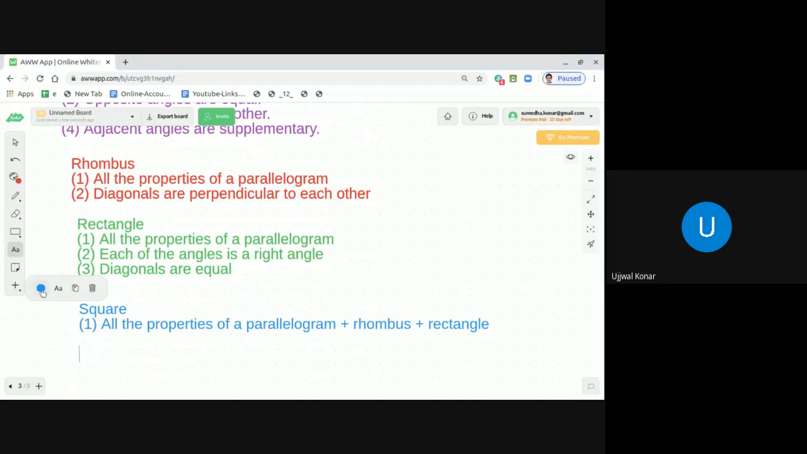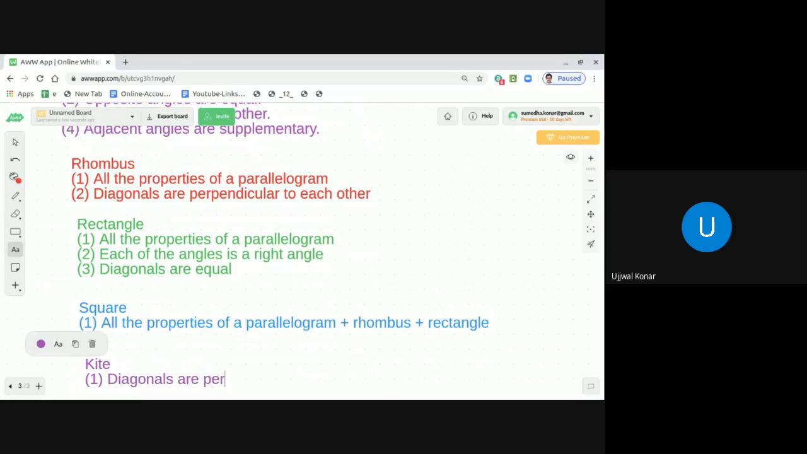Now the next one we are going to discuss is the kite. Let me write down the kite in a different color. So the first property of a kite, dear students, is that the diagonals are perpendicular to each other.